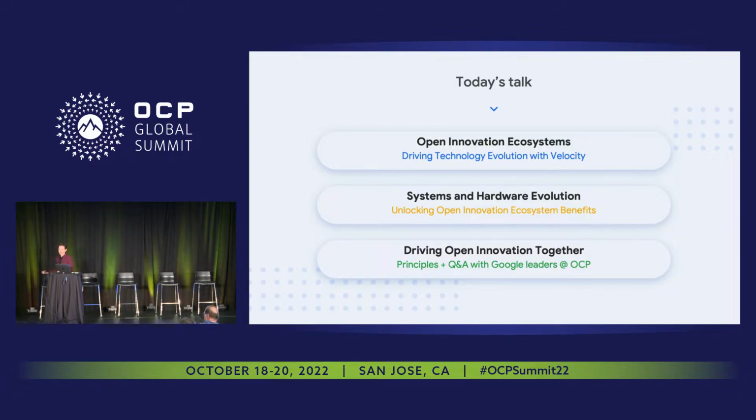So the first part of the talk is going to talk about open innovation ecosystems and just what's the power of open innovation ecosystems, and talk a little bit about what we saw in the velocity from open source software. Then I want to talk about systems and hardware evolution, and if we take those learnings about open innovation ecosystems, how can we then apply those to hardware and systems, and how is it uniquely different in systems and hardware that we have to think through to really drive with that same velocity. And then I want to finish up with just recapping those principles and inviting some other Googlers to the stage that are leaders at OCP that you may want to ask a few questions to.